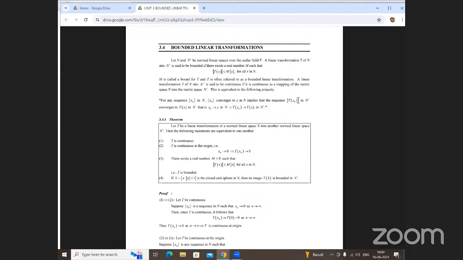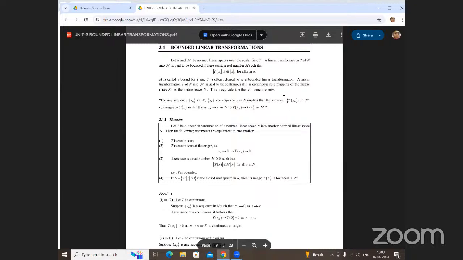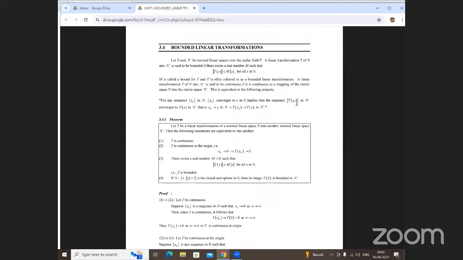What is the continuous part? Take the sequence T of xn, where xn is any sequence in the normed linear space capital N. That is also a metric space. The transformation of the sequence is denoted by T of xn. The transformation of the sequence is in N dash. The sequence is in N, which is the domain, the normed linear space. This is the codomain or image of the transformation of the sequence, in N dash.